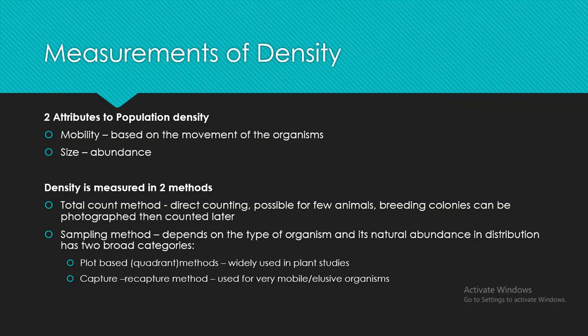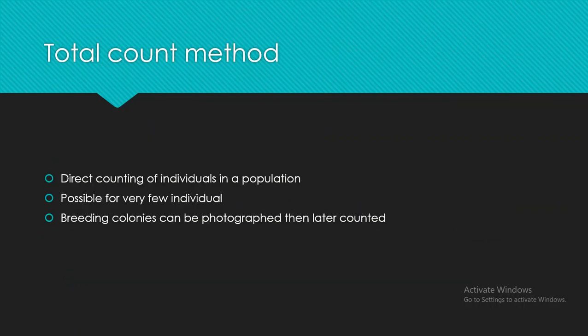So, we measure population density into two methods. First is the total count method, and the next one is the sampling method. Total count, as the name suggests, is just the total counting, direct counting of individuals inside the population at a given area. So this is only possible for very few individuals sa isang population. No? So pwede siya, halimbawa ngayon sa isang population ng lions, ng elephants, ng mga aso sa kalye, pwede mo siyang bilangin sa isang area lang.